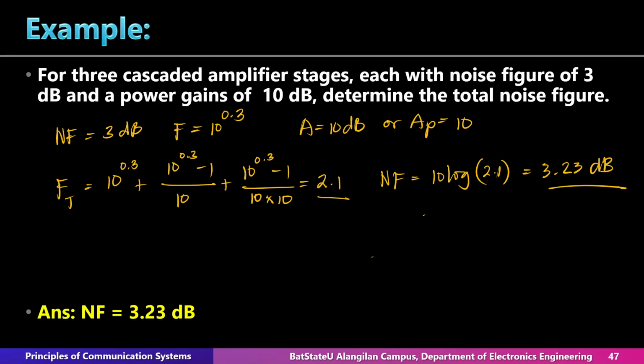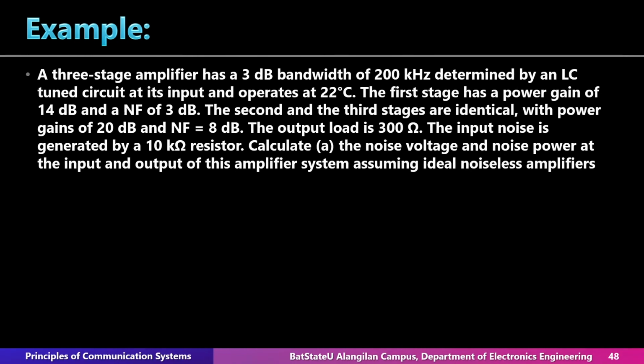Okay, so, last example for this topic, ano, yung noise figure na yan. We have a 3-stage amplifier that has a 3 dB bandwidth of 200 kHz determined by an LC tuned circuit. Okay. So, yung mga previous problems natin, walang nabanggit na LC circuit. Ano po? So, ngayon, ano kaya ang magiging effect ng LC circuit na yan sa ating computation? Actually, meron. Dito, pag tayo ay nag-compute ng bandwidth, ang gagamitin natin ay hindi 200 kHz. Bakit po? May effect yung LC circuit. So, ngayon, ano na yung magiging effective bandwidth natin?